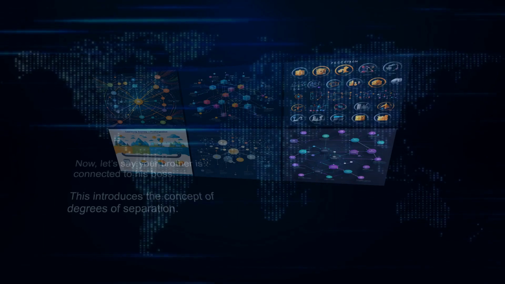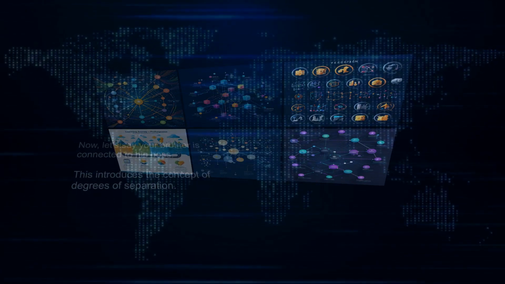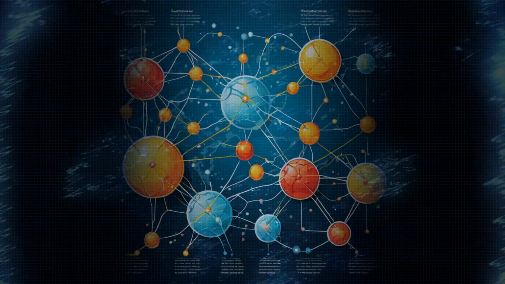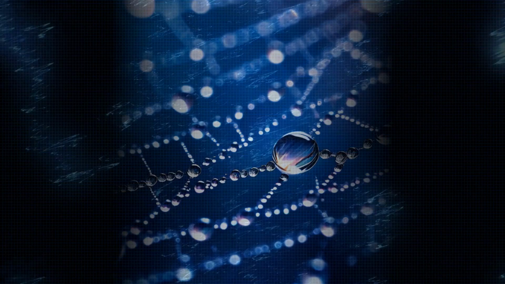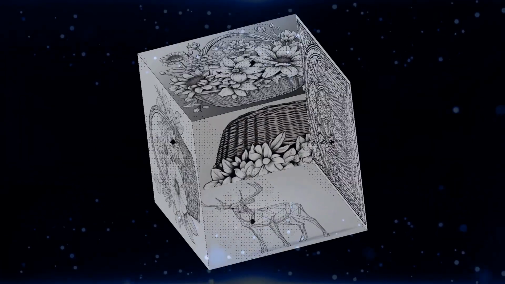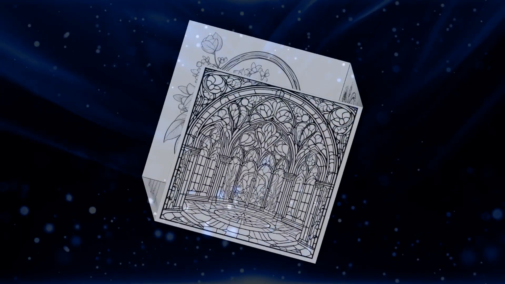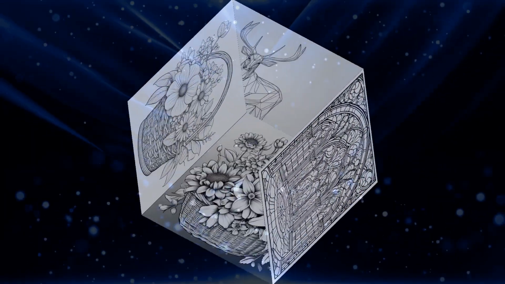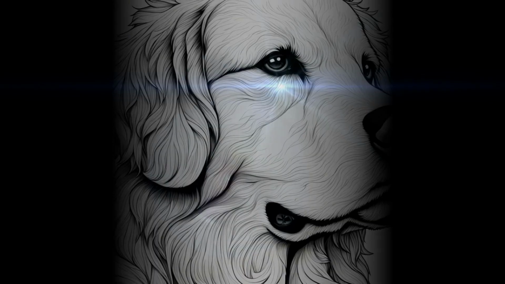Now, let's say your brother is connected to his boss. This introduces the concept of degrees of separation. In simple terms, you are closely linked to your brother, but you're one step away from linking directly to his boss. Things get more interesting when we add more data. Let's say we add a weight to these edges. For example, the number of times you message someone could be the edge weight. The more you message, the thicker the line. This gives us even more insights into how closely connected you are with each person.